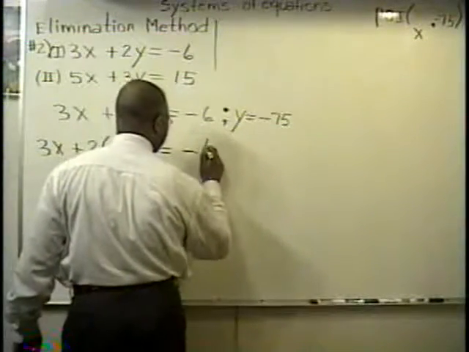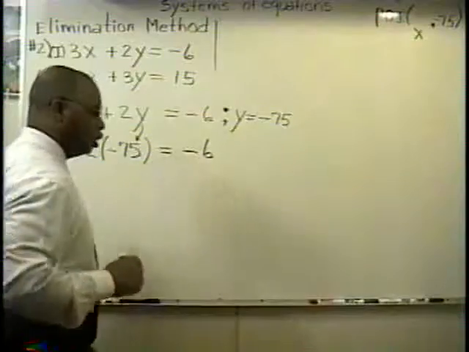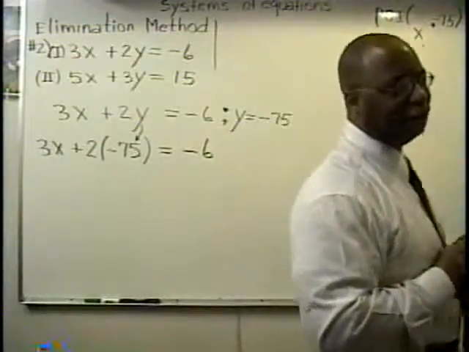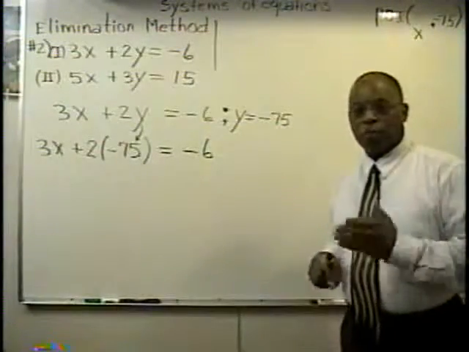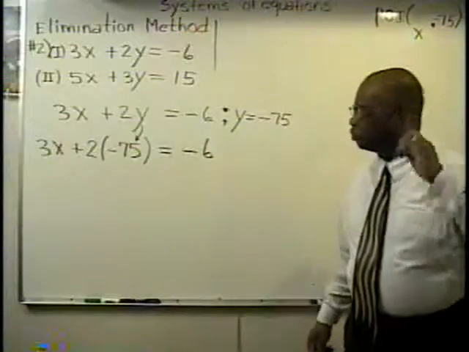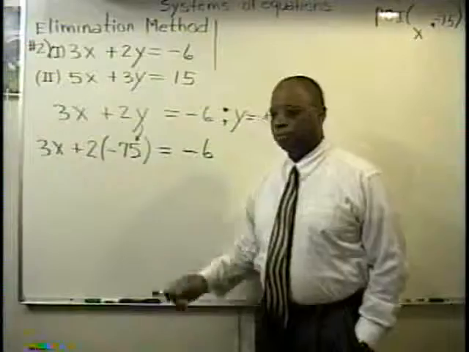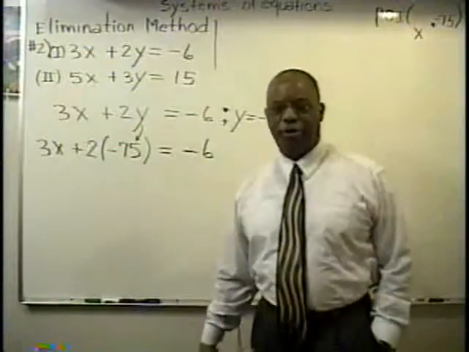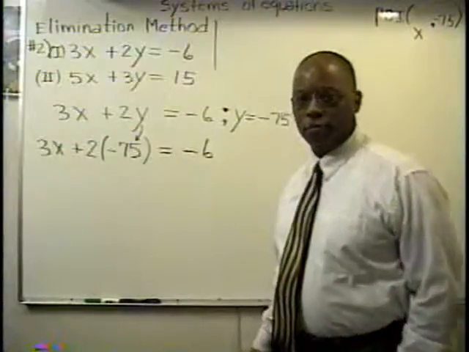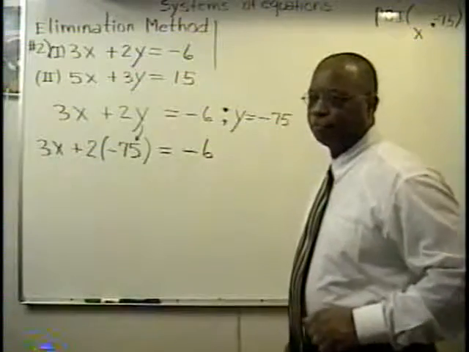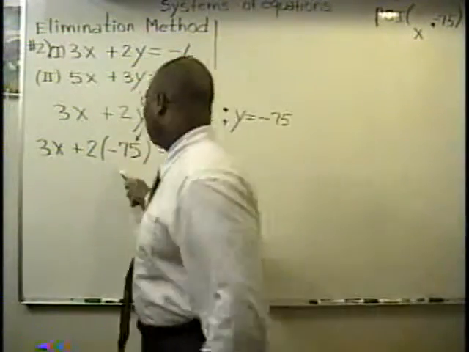Now bring down the -6. Okay, so now we have an equation in one variable. What do I do now? What operation is this? Think through everything you do. What operation is that? Frank? Very good. Yeah, we're going to multiply these two together.